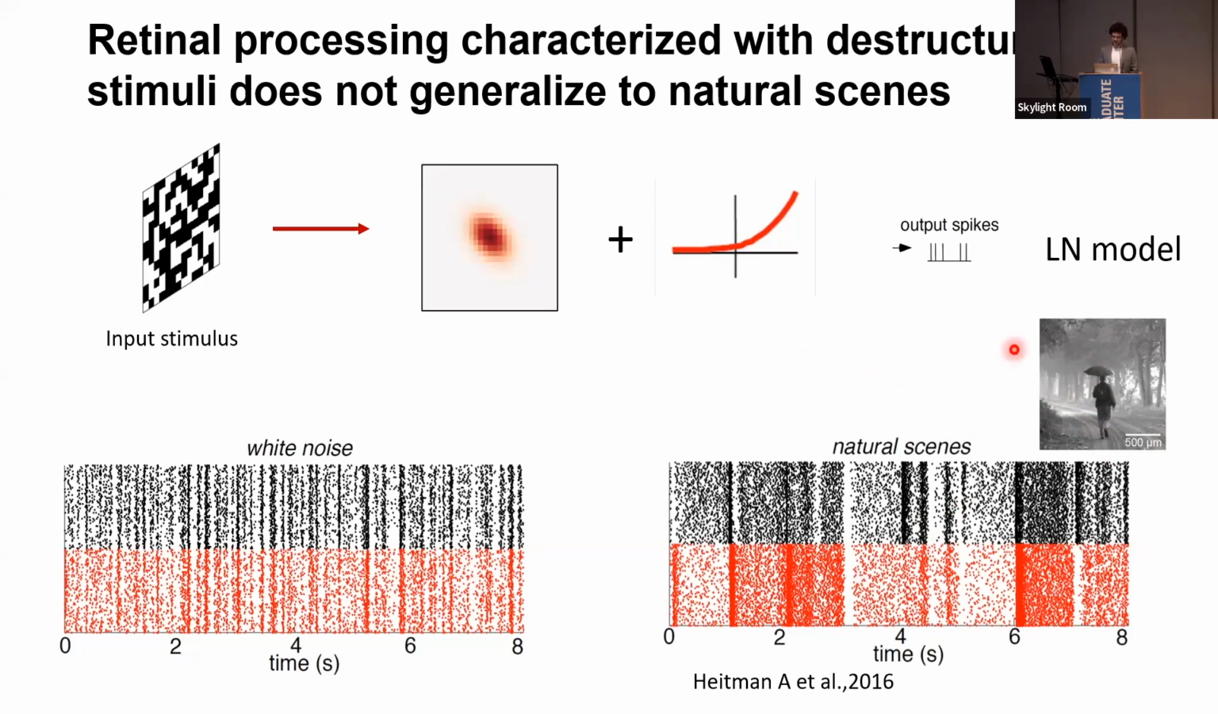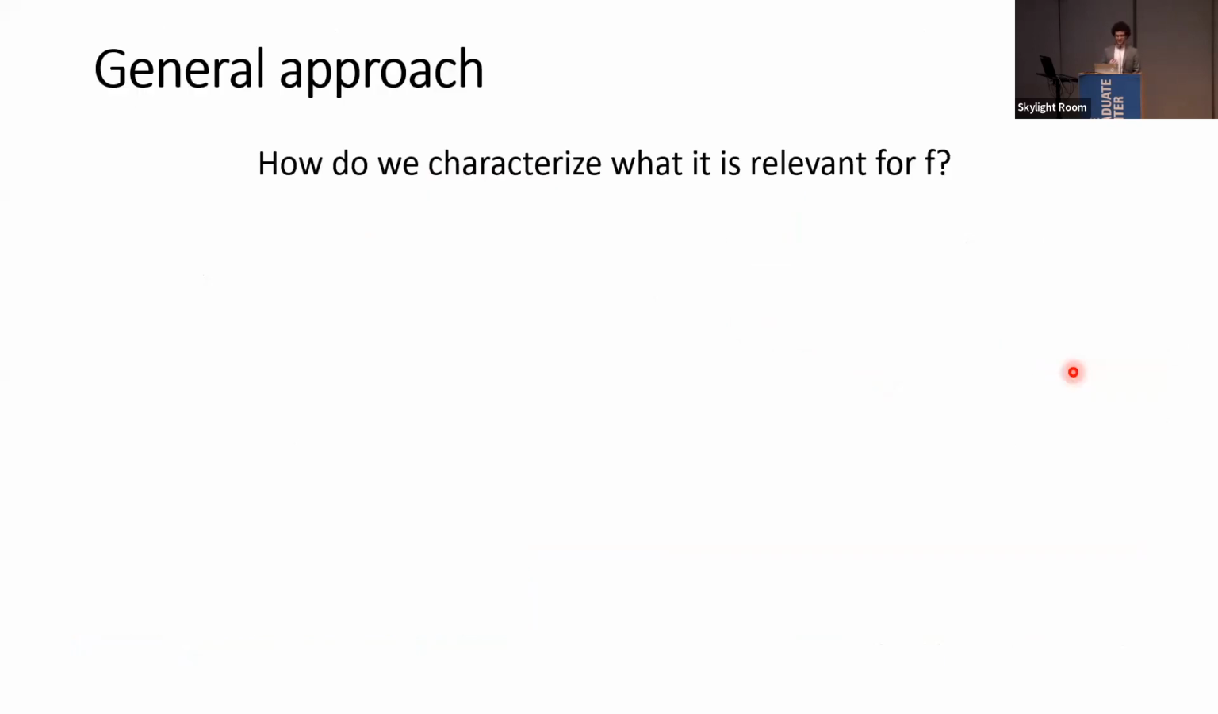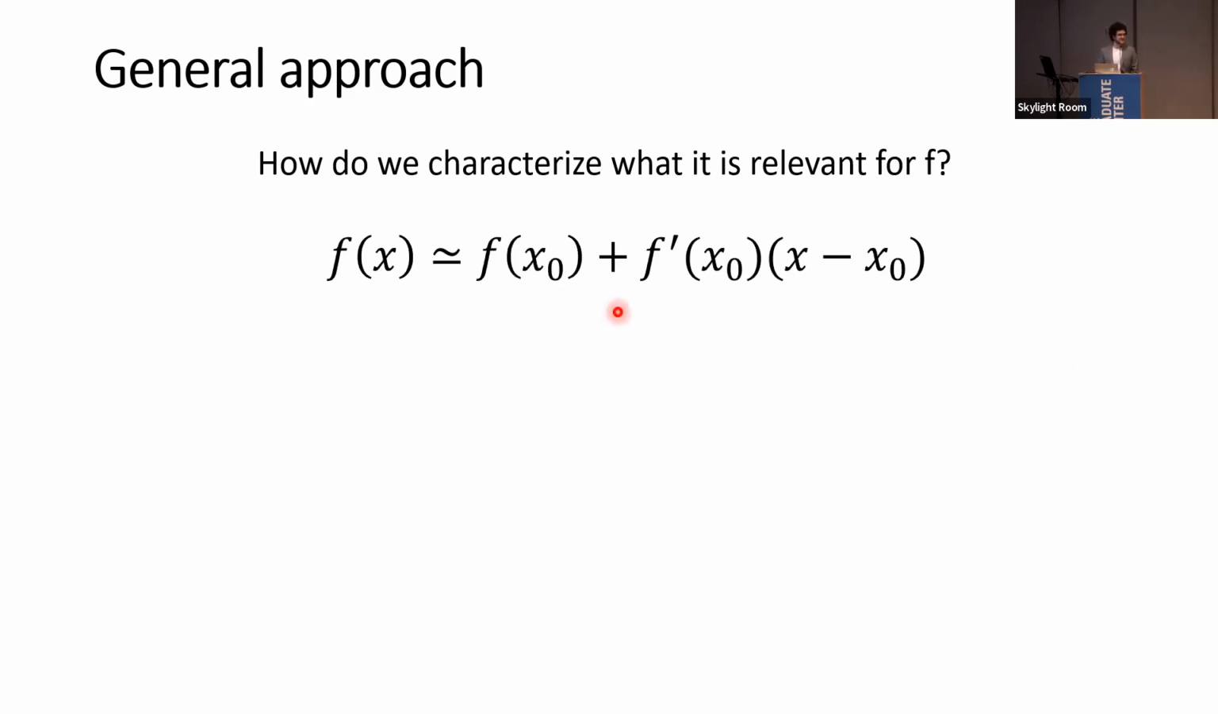So we were interested in studying these natural scenes, and in our lab we took a step back to the question. We wanted, as I said, to characterize what is relevant inside the input X for the function F. And so we said, well, even if F is highly nonlinear, we are sure that at least locally around some stimulus X0, the selectivity, so what is relevant for the function F, will be dictated by the gradient of F calculated at this X0.